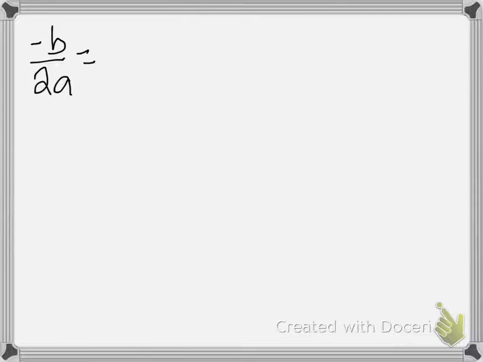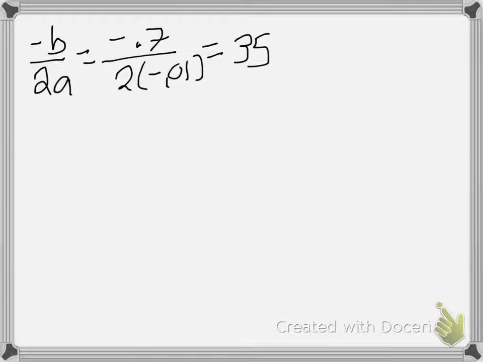Well, if that's the case, and the equation that you were given, you would put in negative 0.7 divided by 2 times negative 0.01, and if you work that out, that ends up being 35. Now again, that's just the x value of the parabola, or the vertex, that's not the y point.